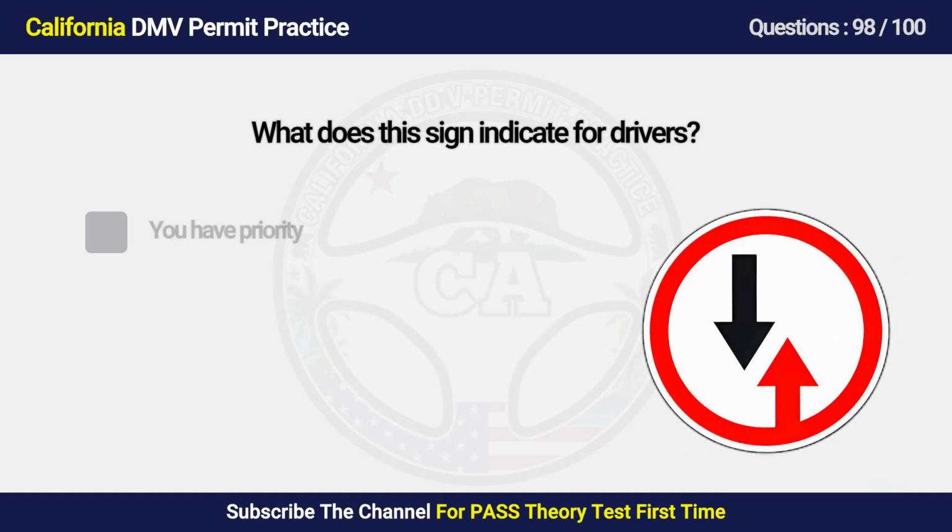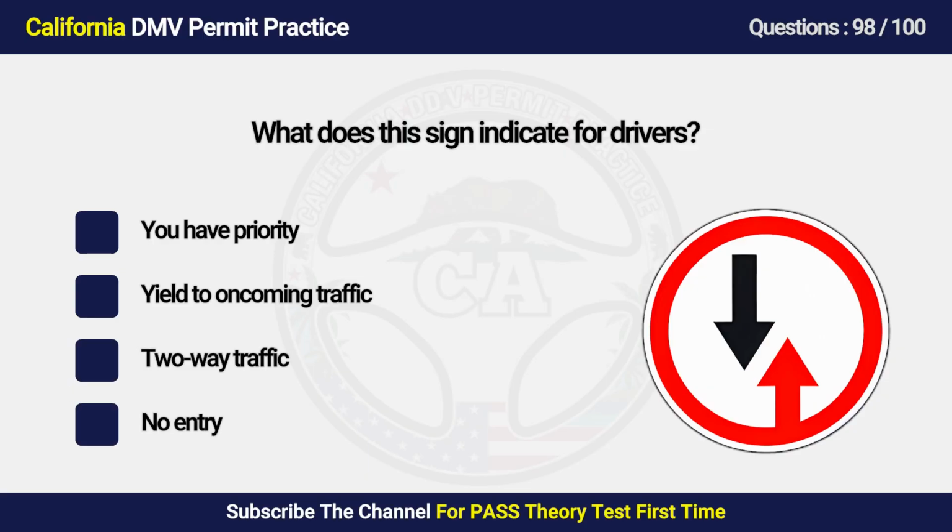Question 98. What does this sign indicate for drivers? A. You have priority. B. Yield to oncoming traffic. C. Two-way traffic. D. No entry.